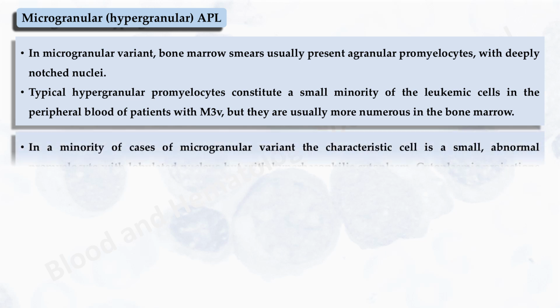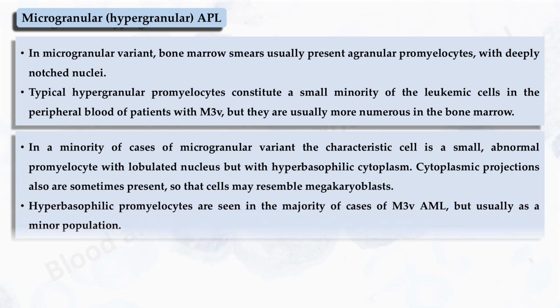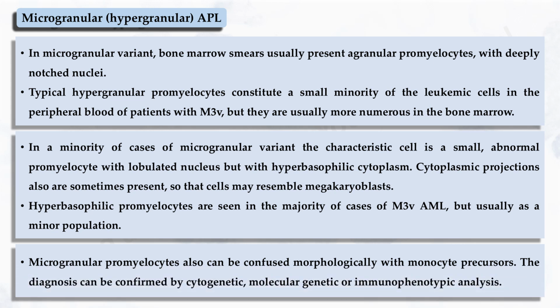In a minority of cases of microgranular variant, the characteristic cell is a small, abnormal promyelocyte with lobulated nucleus but with hyperbasophilic cytoplasm. Cytoplasmic projections also are sometimes present, so that cells may resemble megakaryoblasts. Hyperbasophilic promyelocytes are seen in the majority of cases of M3V AML, but usually as a minor population. Microgranular promyelocytes also can be confused morphologically with monocyte precursors. The diagnosis can be confirmed by cytogenetic, molecular genetic, or immunophenotypic analysis.